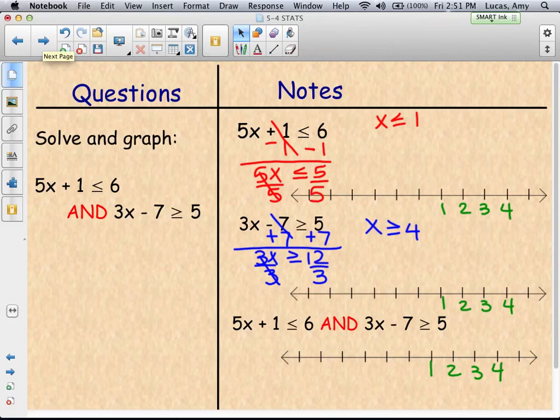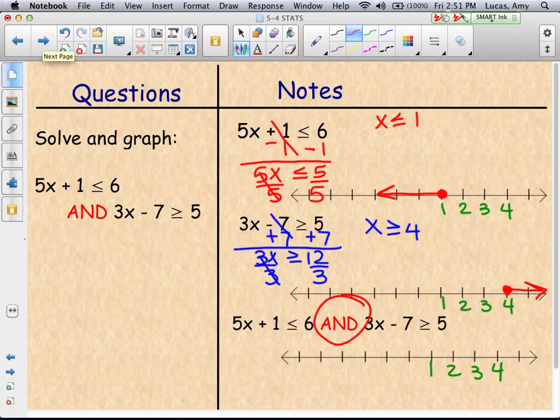And my first one is going to be x less than or equal to 1. Second one, x greater than or equal to 4. And we're separated by the word "and" here. So these do not overlap at all. They have nothing in common. There aren't any numbers, so it's an empty set. There aren't any numbers that are less than or equal to 1 and greater than or equal to 4.